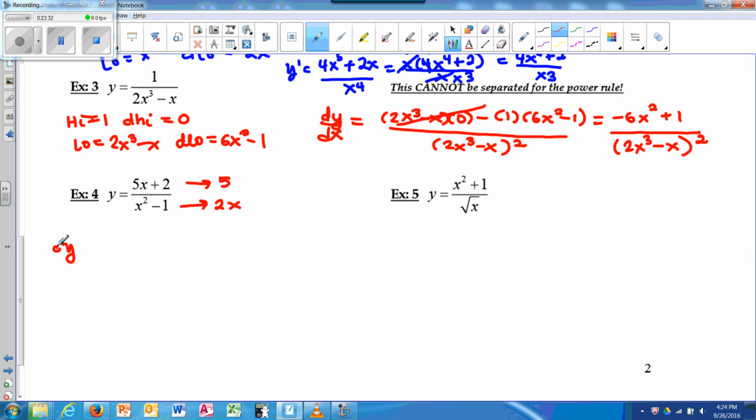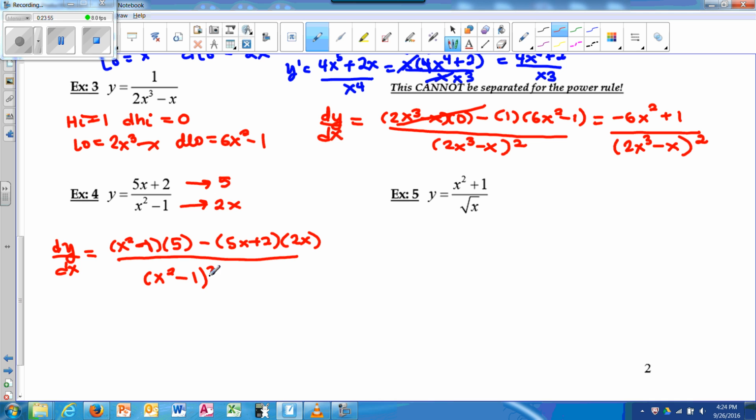For example 4, I have my high and the derivative of high. I have my low and the derivative of low. So using my mnemonic device, dy dx equals low d high minus high d low over the square of what was below. Simplifying that out would be 5x squared minus 5.